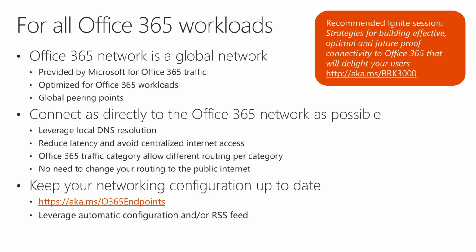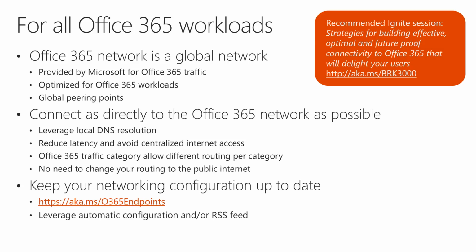Let's talk about the Office 365 network. Later in the session, we will have a section on it and go much deeper. But here, for the introduction, it's important to understand that the Office 365 network is a global network provided by Microsoft. We have global worldwide peering points so that customers can connect as closely to our network as possible. And this network is optimized for all the Office 365 workloads. So we know what kind of Exchange, Teams, Skype for Business, and SharePoint traffic we're going to have, and we built the network to support it so that our end users and customers can have a great experience.